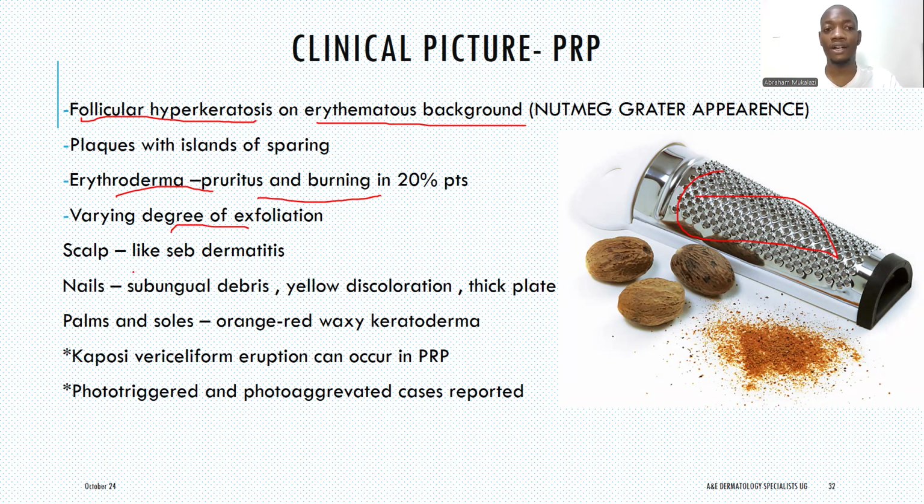So if it involves the scalp, it can look like seborrheic dermatitis, those greasy scales. And if it involves the nails, you'll end up having a picture of subungual debris or hyperkeratosis, yellowish discoloration with thick nail plaque. And if it involves the palms and soles, it can give you that orange-red waxy keratoderma. So every time you see keratoderma in a child or in a patient, try to look at the skin. If you now have these hyperkeratotic papules, you may be dealing with a patient having Pityriasis rubra pilaris.